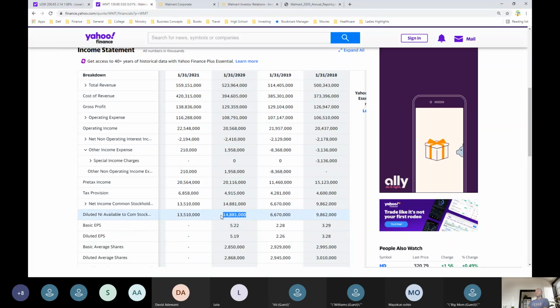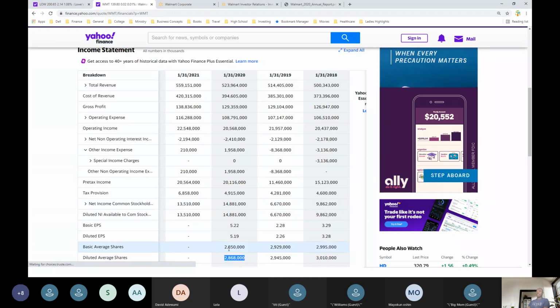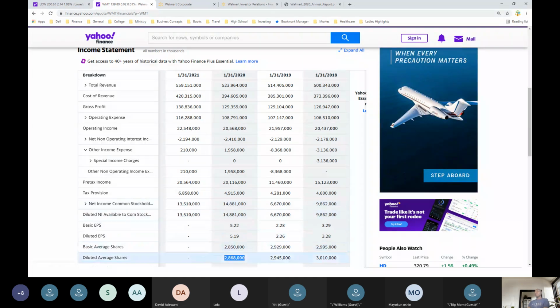The net income is 14.9 billion. If you divide that by the number of shares they have outstanding, which is 2.8 billion, you will get this 5. So 14.8 divided by 2.8 should be somewhere in that range of about 5. About 15 divided by 3 is around 5. Okay, so this divided by this is the earnings per share.